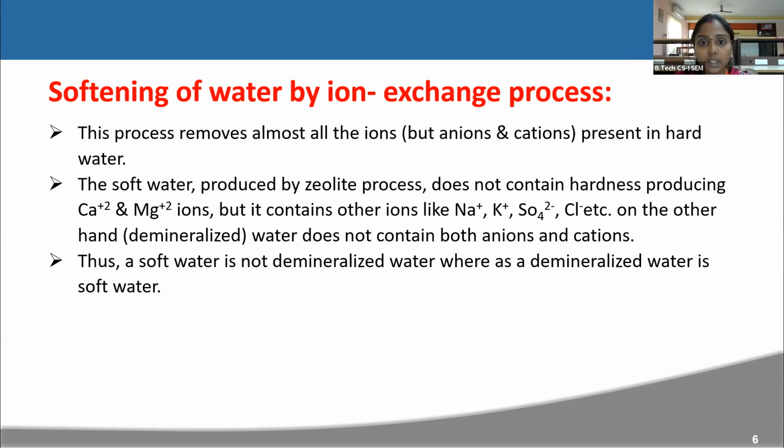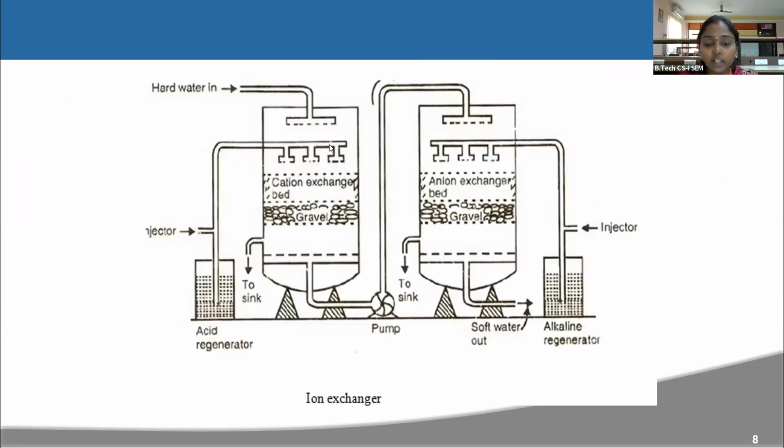Okay, so the demineralization process. This is the diagram for ion exchange. The process requires two towers or two columns. The first is a cation exchange column, which is packed with cation exchange resins capable of exchanging H plus ions.